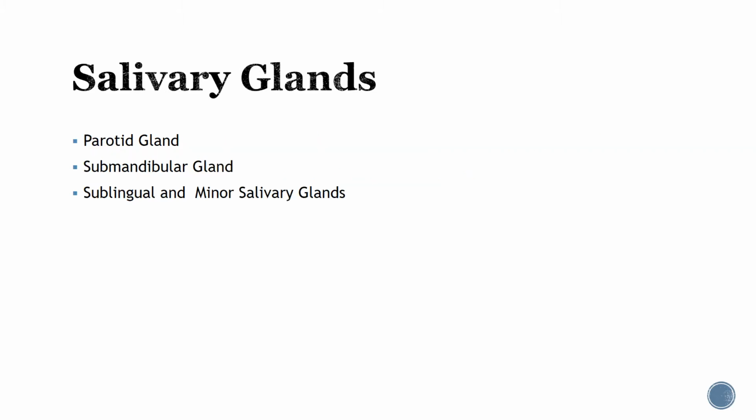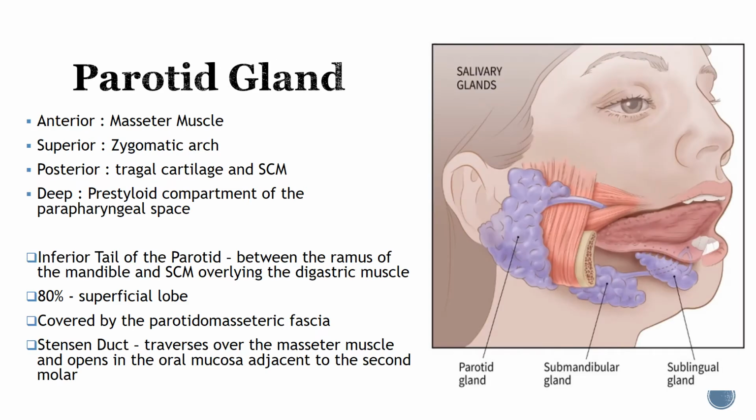There are three major salivary glands that I will discuss today. The parotid gland is found at the lateral aspect of the face. Anterior border is the masseter muscle. Superior border is the zygomatic arch. Posterior border is the tragal cartilage and sternocleidomastoid. The deep border is the pre-styloid compartment of the parapharyngeal space. The inferior tail of the parotid is between the ramus of the mandible and the sternocleidomastoid muscle, overlying the digastric muscle.